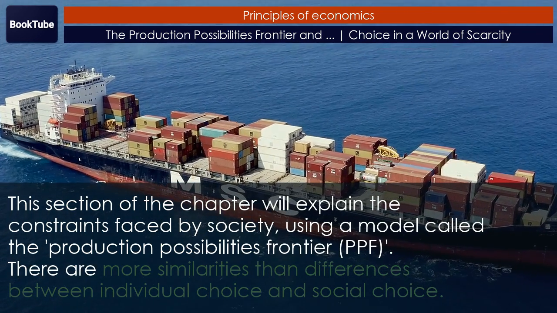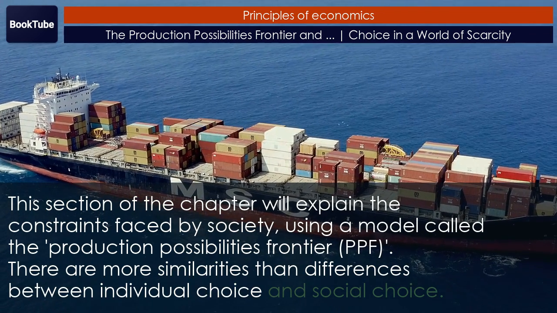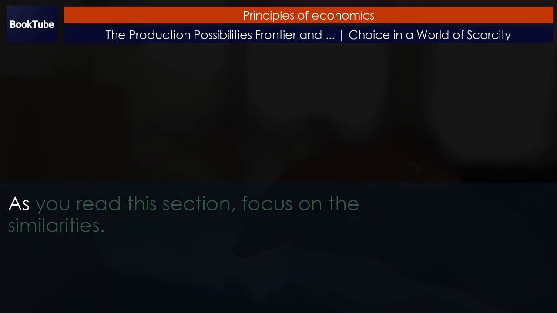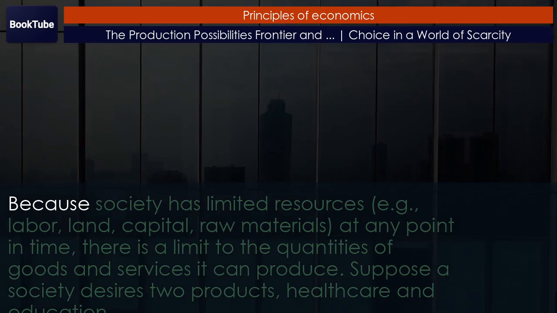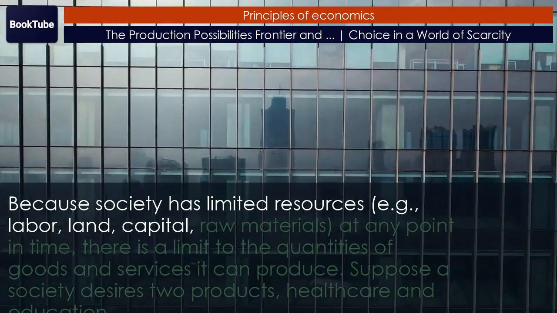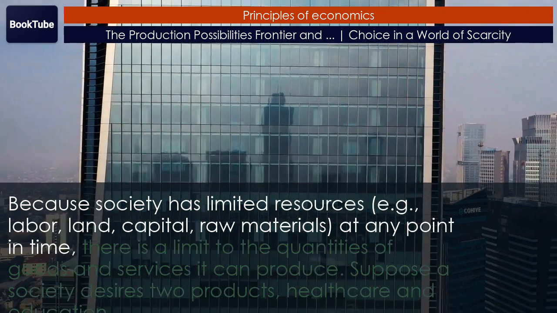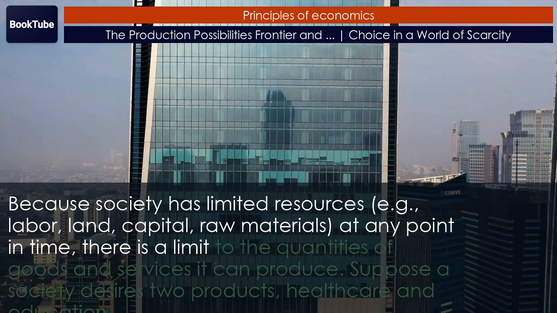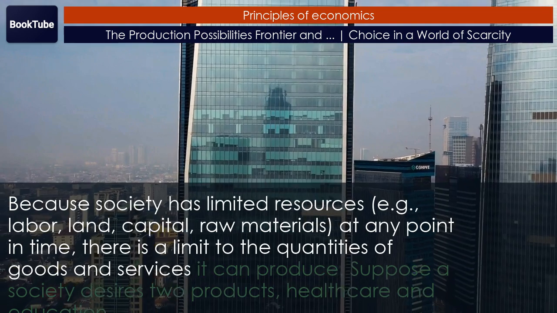There are more similarities than differences between individual choice and social choice. As you read this section, focus on the similarities. Because society has limited resources, e.g., labor, land, capital, raw materials, at any point in time, there is a limit to the quantities of goods and services it can produce.